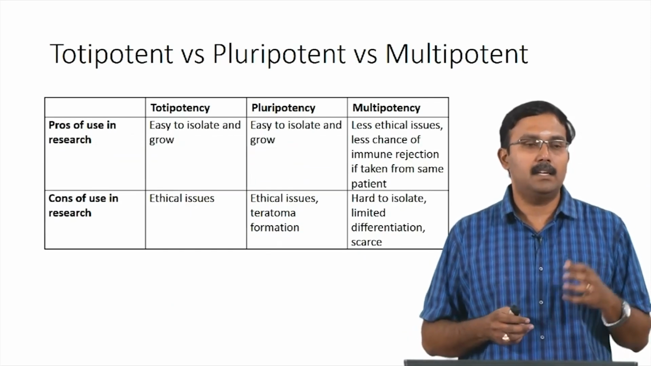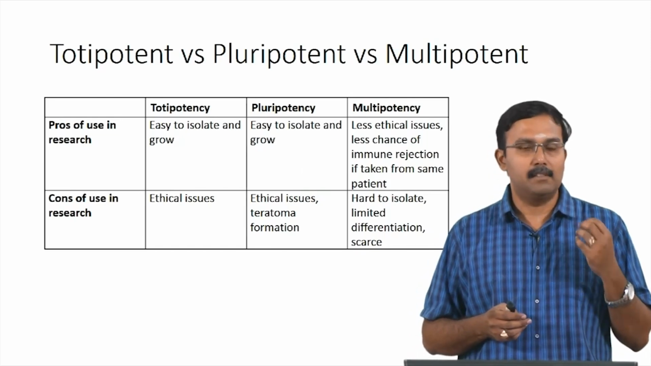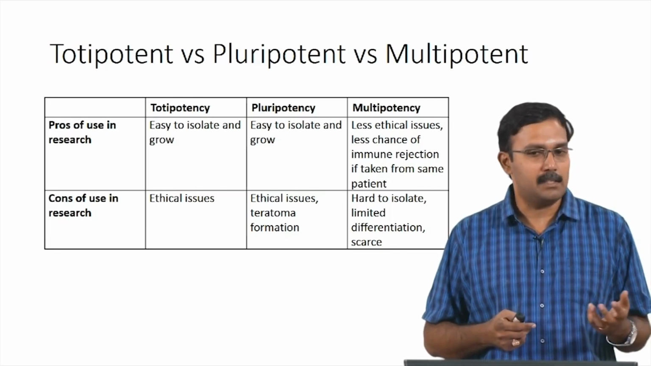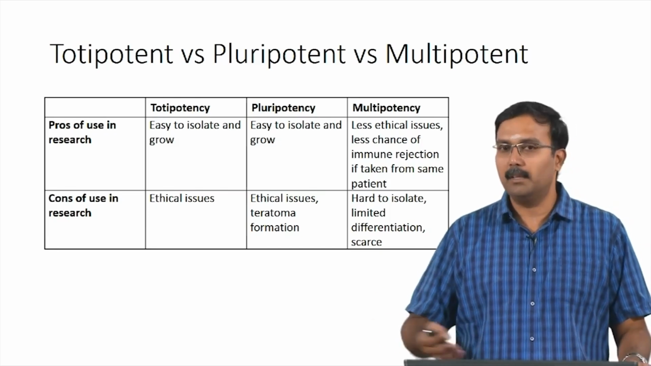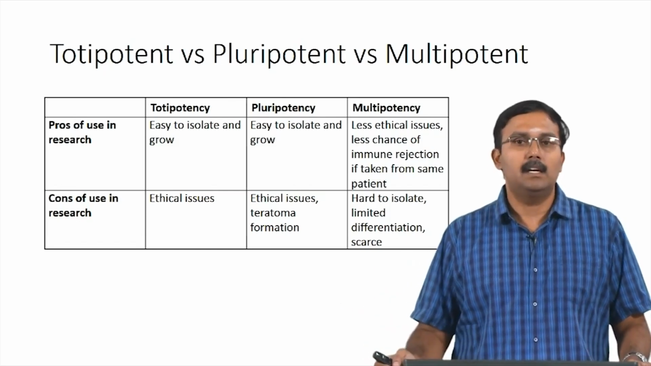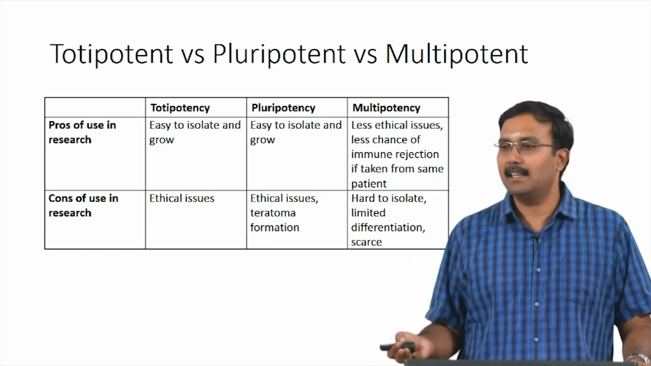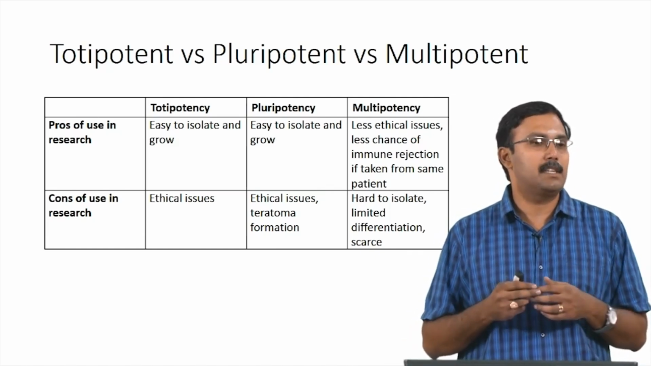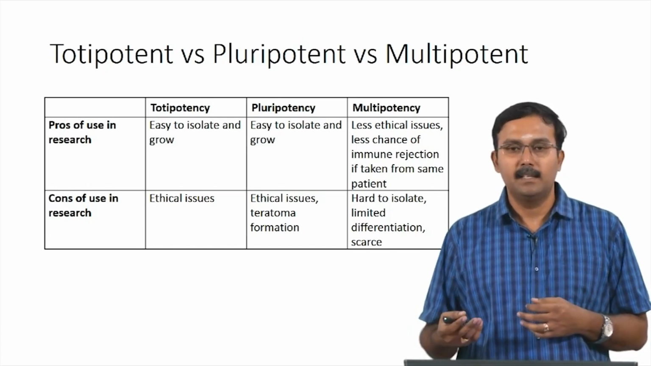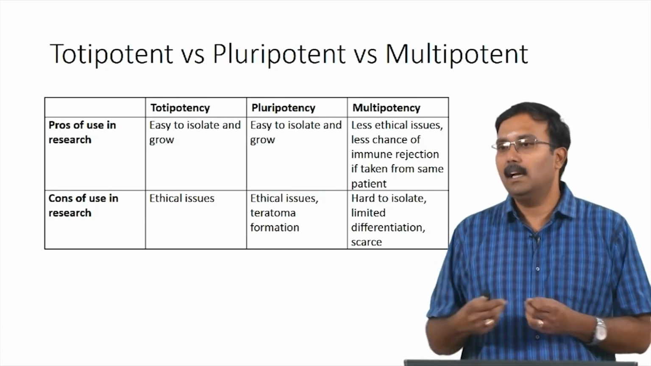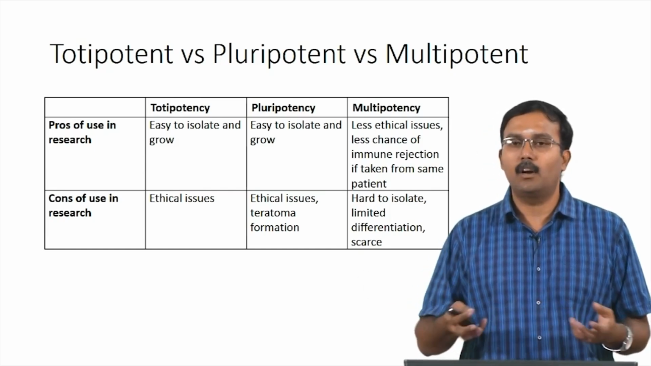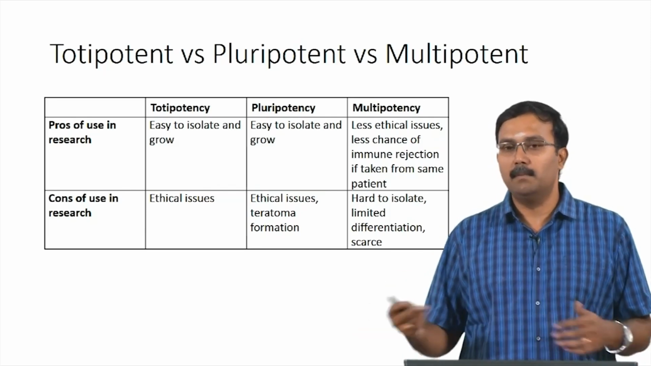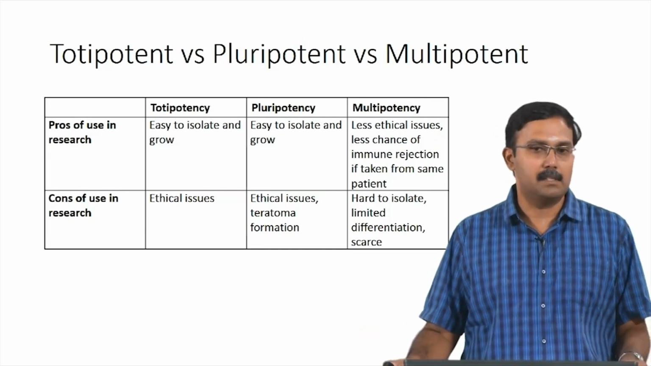The advantage of each of them is, totipotent stem cells are easy to isolate and grow, and pluripotent are also easy to isolate and grow. So, you can get a lot of them, it can easily be cultured. But with multipotent stem cells there are fewer ethical issues, and there is less chance of immune rejection because there is a potential for it to be taken from the same person, right. So, you can get an autologous stem cell and actually culture it and use it. So, cord blood cells and things like that, that is why people store cord blood, hoping that they would be able to use these multipotent stem cells eventually.